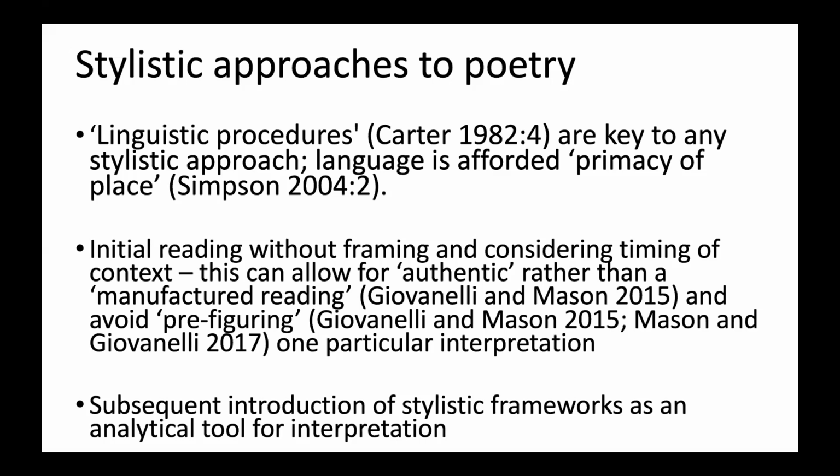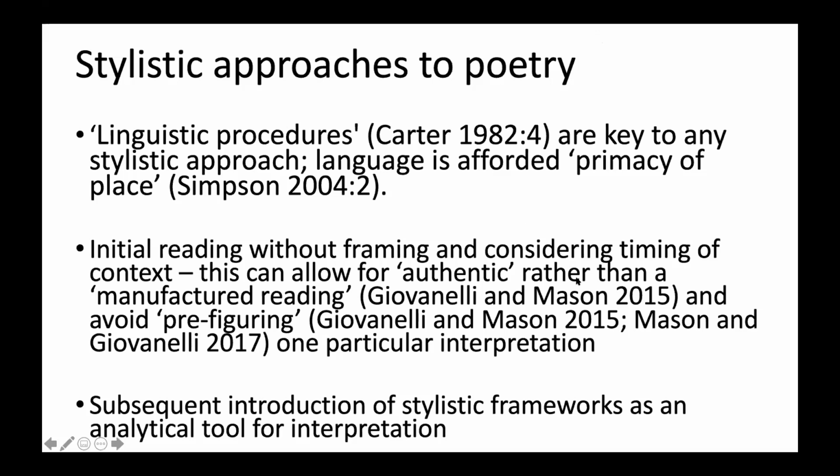So that's drawing on some research from Giovanelli and Mason, where they discuss how this can allow for authentic reading rather than manufactured reading, where the teacher is essentially directing students to just one interpretation that they are assuming or expecting students to take from the text. So if we hold off in terms of context, what that can do is enable us to avoid what Giovanelli and Mason call prefiguring, or highlighting and focalizing one particular interpretation above all others. So that enables students to understand the breadth of interpretation possible when it comes to looking at a poem, or more broadly a literary text.